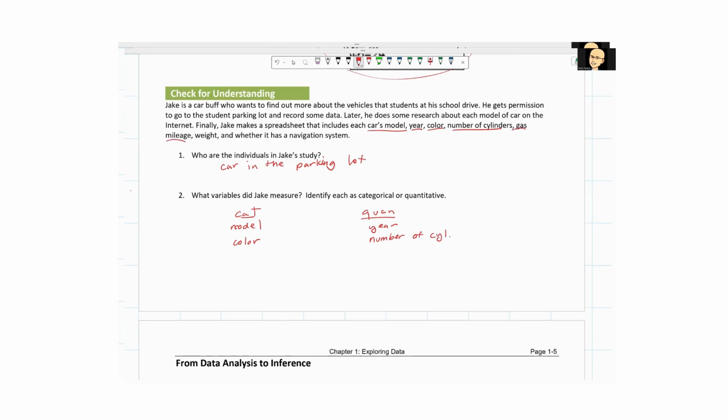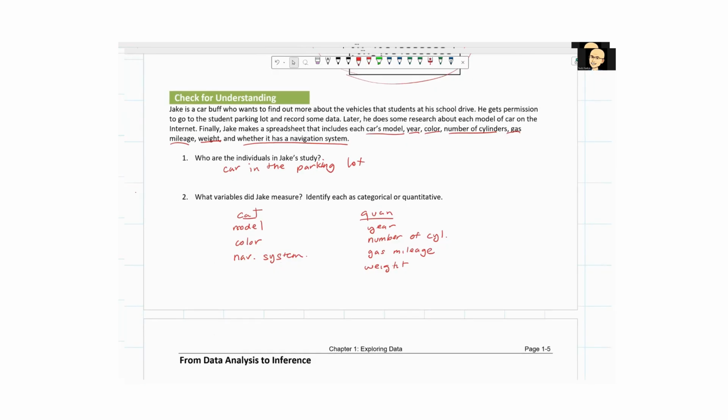Gas mileage. That is quantitative. Weight. That's quantitative. Whether it has a navigation system. Navigation system, that's a yes or no question. Navigation system is a categorical variable. So Jake may give a lot of insight about the cars in the parking lot.